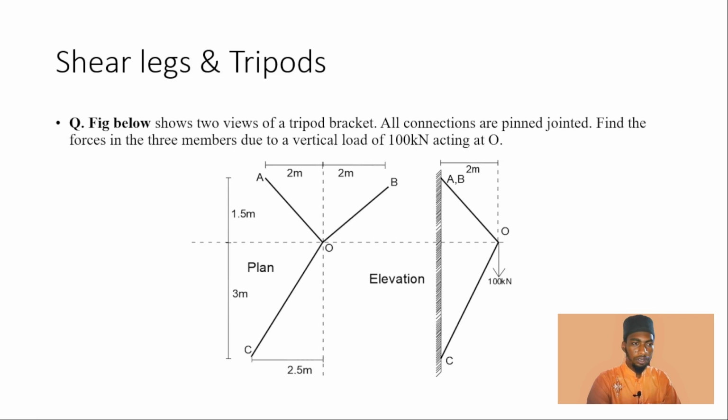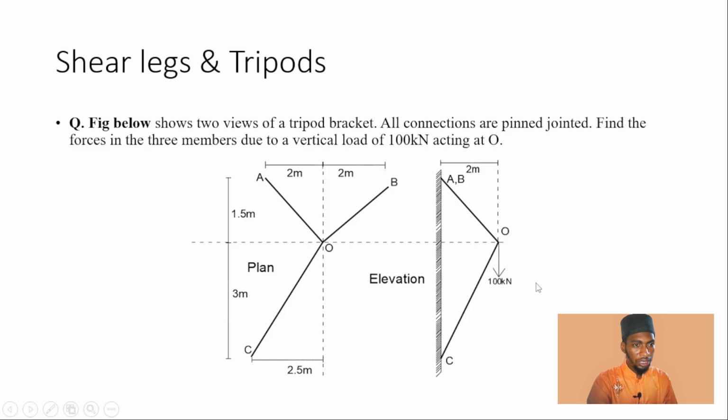Okay, so this is the question. It says the figure below shows two views of a tripod bracket. All connections are pin jointed. Find the forces in the three members due to a vertical load of 100 kilonewton acting at point O.